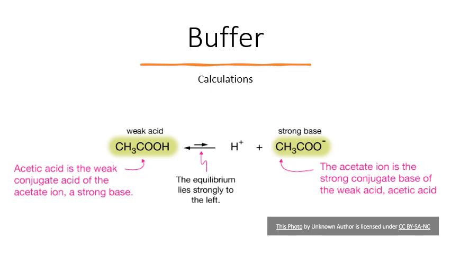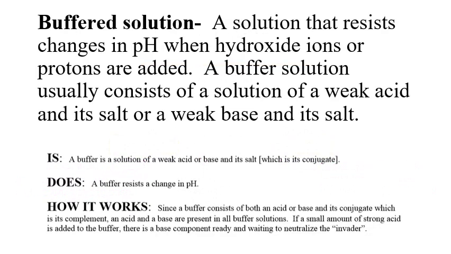In this video, we will discuss buffers and the calculation of the pH of a buffer solution. A buffer solution is a solution that resists the change in pH when a base or acid is added to it. A buffer solution usually consists of a solution of a weak acid and its salt, or a weak base and its salt. Because of the presence of acid and base in the same solution, this will resist the change in pH when we add extra acid or base to that buffer solution. So let's see how that works.